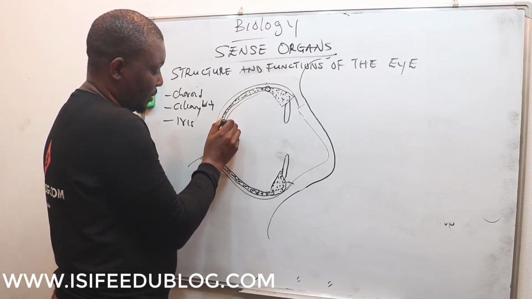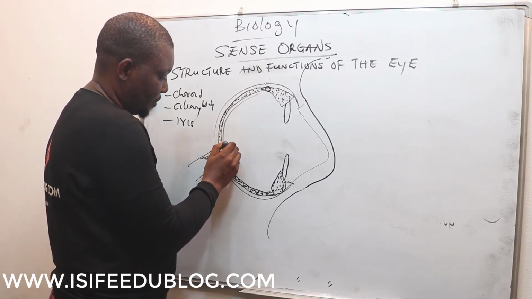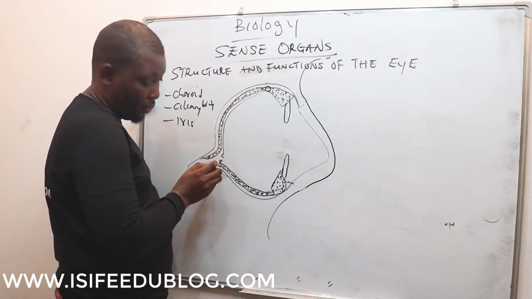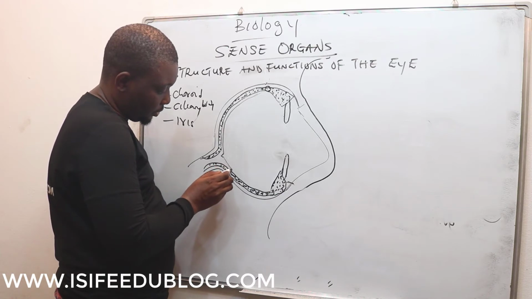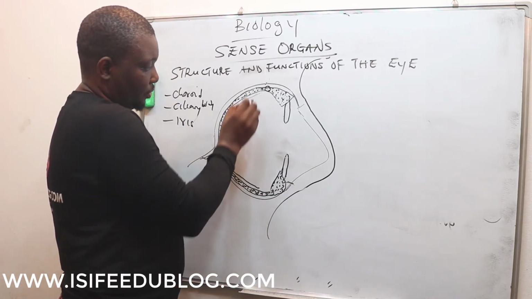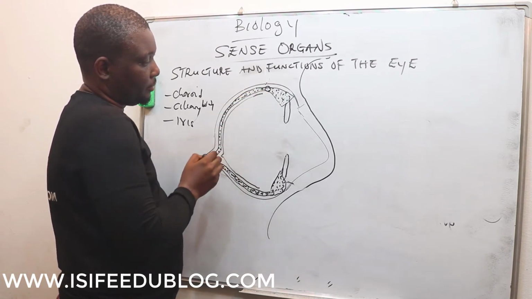That is the third layer of the eye, the retina. And there is a little hole here. I will explain what the hole is for. And the retina continues, and stops somewhere around here.